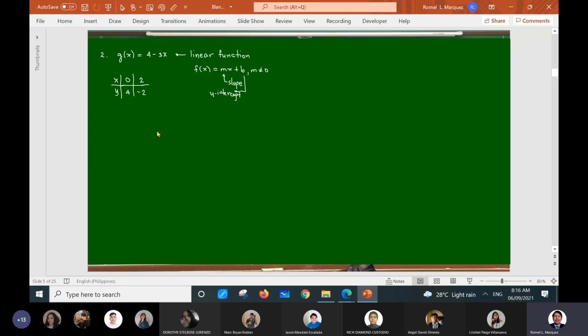So let's now draw the y-axis. So this is my y-axis. My x-axis, we have this. Let's have 1, 2, 3, 4. And then I have here 1, 2, 3. I think I need to move this down.